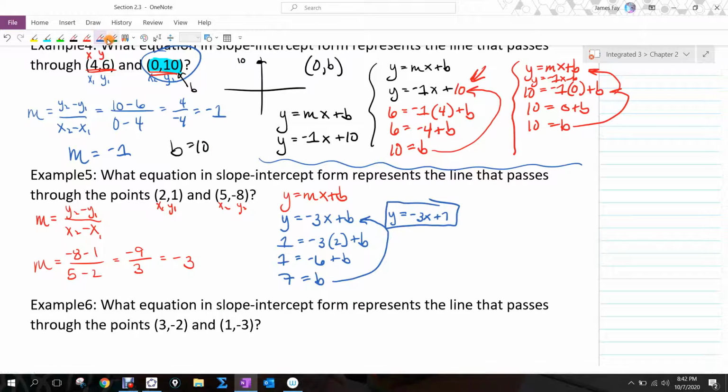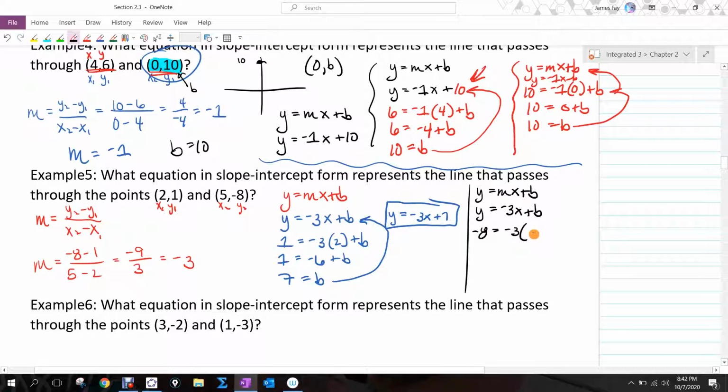Okay. Now, if you have time, what I always like to do is check that. The way I can check to make sure that is right is to do the exact same thing, but use the second point instead. So y equals -3x plus b again. Choose the 5, -8. So y is -8, x is 5. So we get -8 equals -15 plus b. Add 15 to both sides, so that gives me 7 on the left. So add 15 there, add 15 there, and it gives me b.